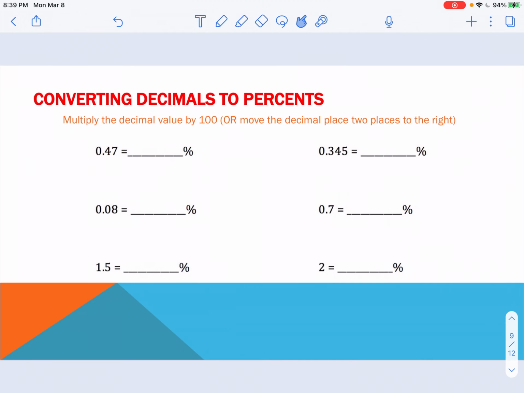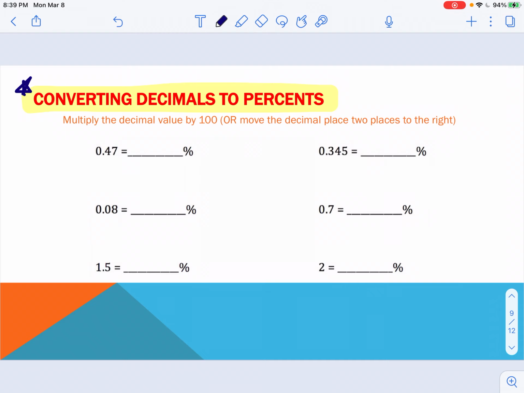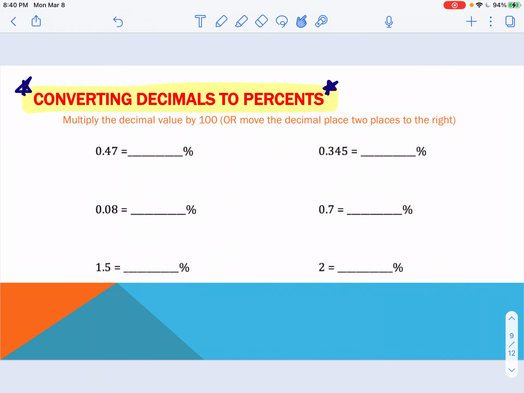Let's talk about how to convert decimals to percents. I know this is a lengthy video, I'm sorry. All right, so skip a line or two again, and let's talk about how to convert a decimal to a percent. Well, if to go from a percent to a decimal, we divide by 100, to go from a decimal to a percent, we must multiply by 100, or in other words, move 2 places to the right.